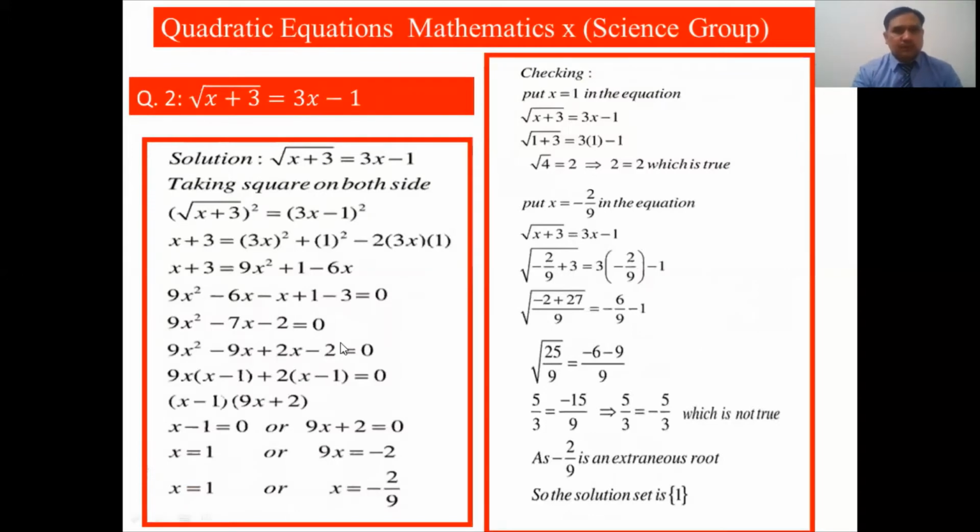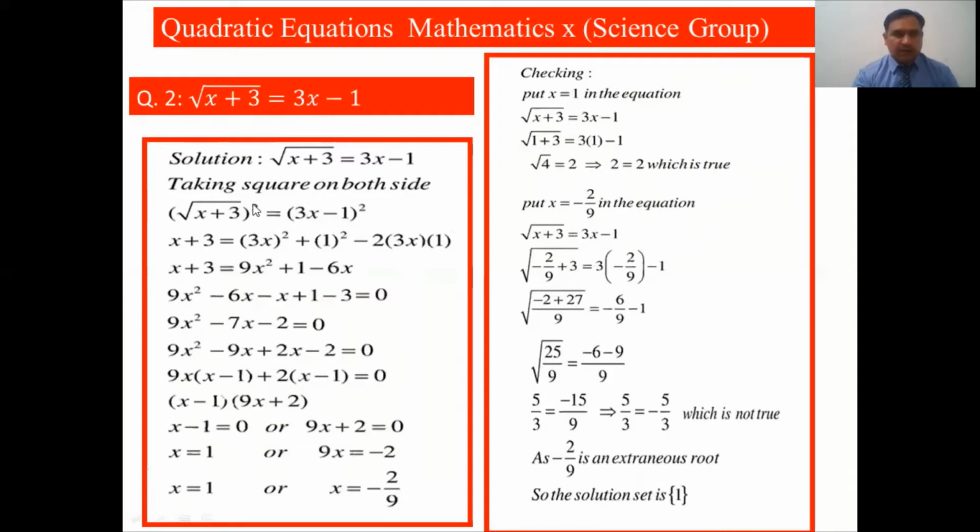Question 2. So the radical equation of first type. So now we have to remove this radical sign. To remove this radical sign, we have to take square on both sides. So just taking square on both sides, we have this expression. So here 3x minus 1 whole square. So we'll use the formula a minus b whole square, which is a square plus b square minus 2ab.